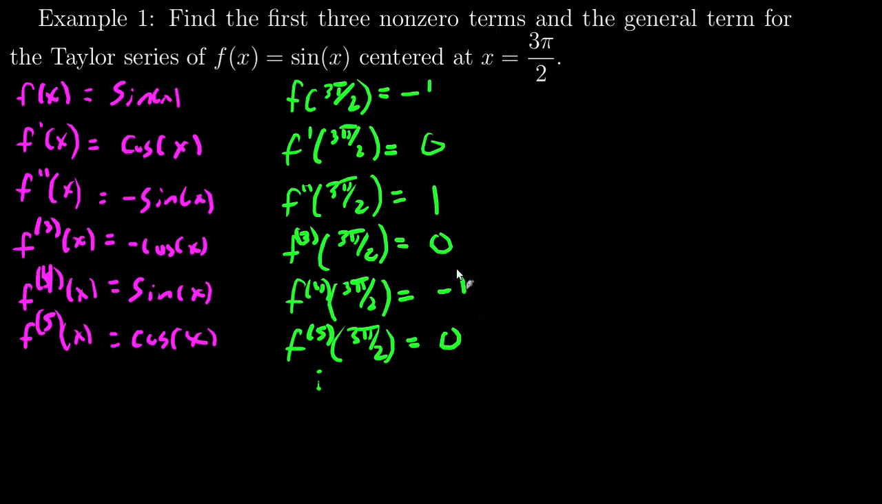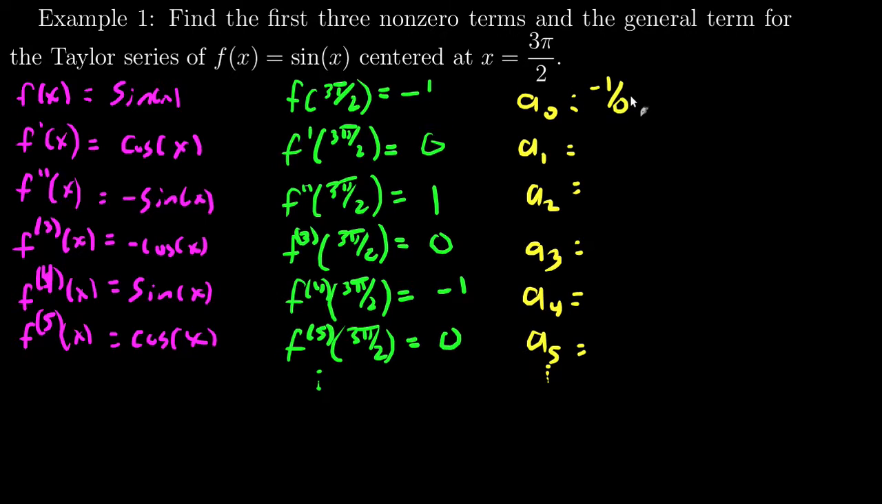Cosine is 0. And to get my coefficients, so a naught, a1, a2, a3, a4, a5, and so forth, I take my derivatives and divide by n factorial. So I have negative 1 over 0 factorial, 0 over 1 factorial, 1 over 2 factorial, 0 over 3 factorial, negative 1 over 4 factorial, and 0 over 5 factorial. And this continues.